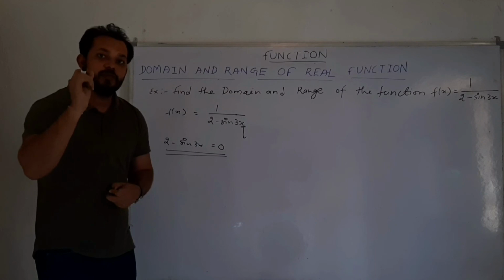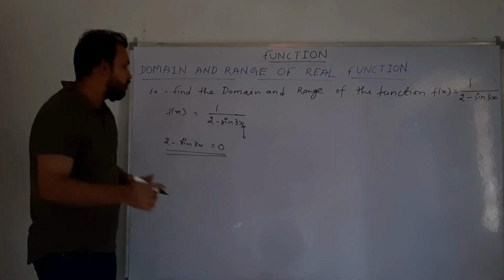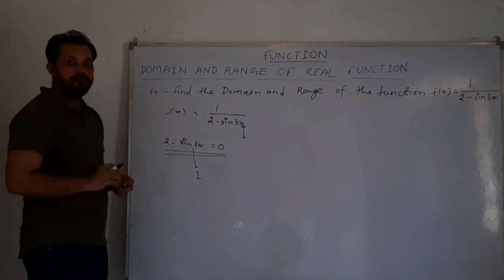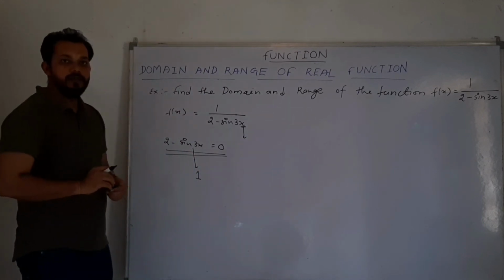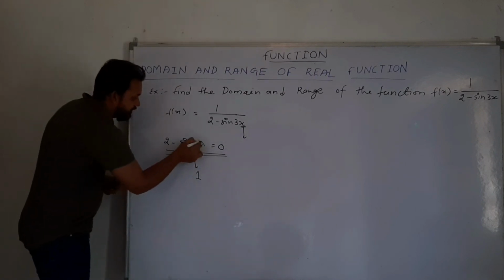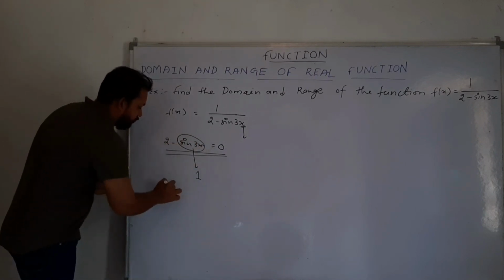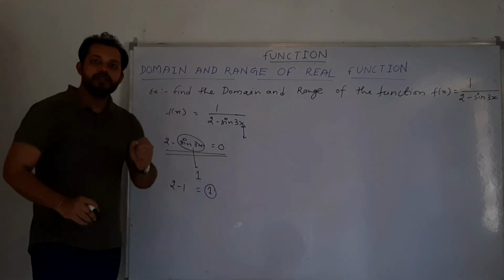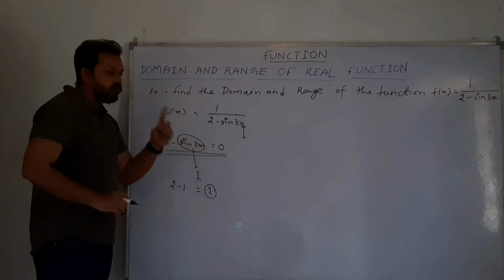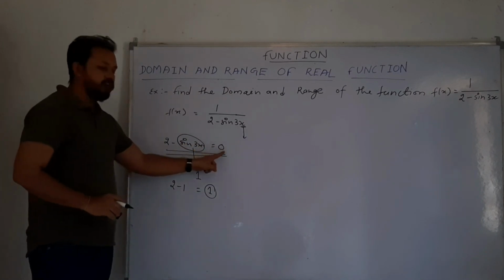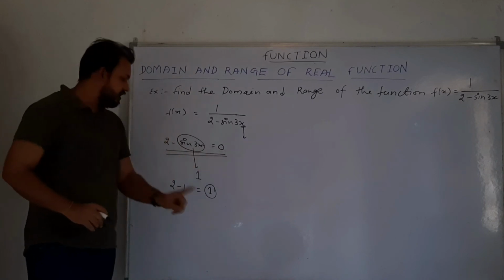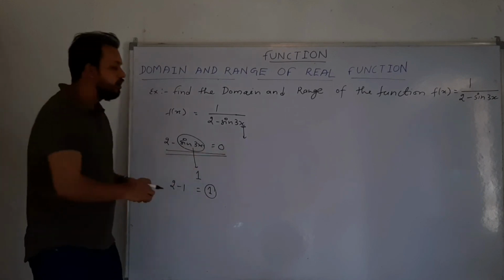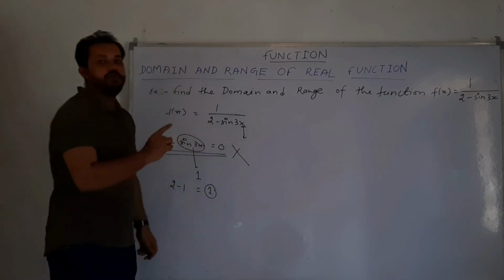Recall the concept of trigonometric functions. The highest value of the sine function is 1. So when we put 1 in this place, we will get 2 minus 1, that is equal to 1. Hence for the maximum value of sine 3x, we will not get 0. The maximum value we can get is 1. Hence 2 minus sine 3x is equal to 0 is not possible.